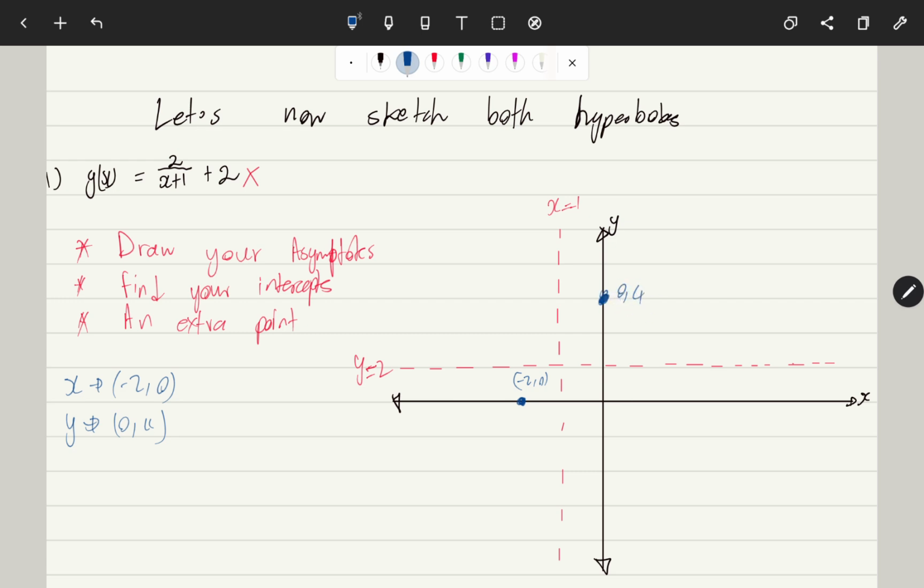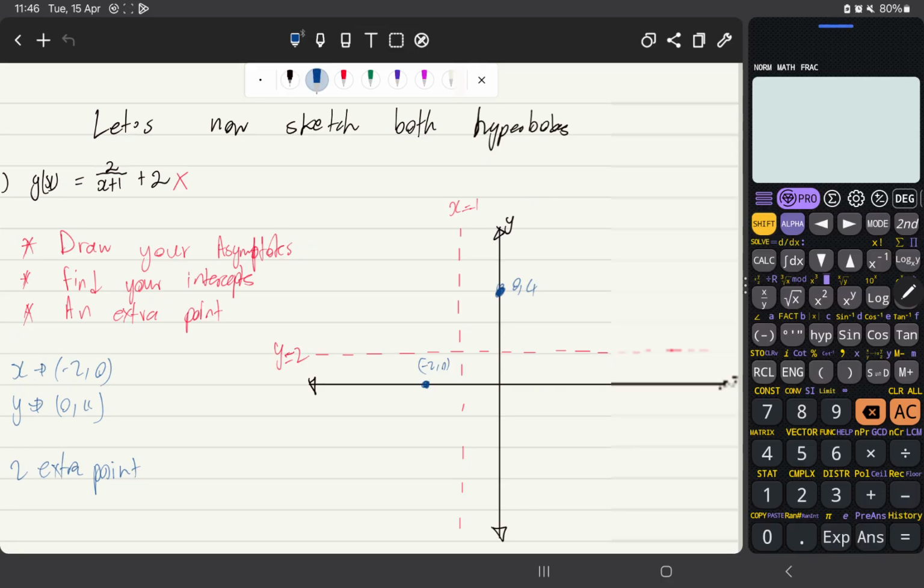Now I find an extra point. I have both my intercepts, so I can find myself an extra point. The question is, where would I like that extra point to be? That, my dear, is just your own decision, your own choice, as to where the value will be. I'll find two extra points. I want to find some point over here, so I will go here.